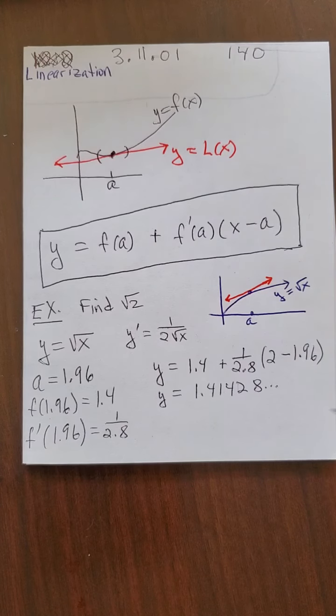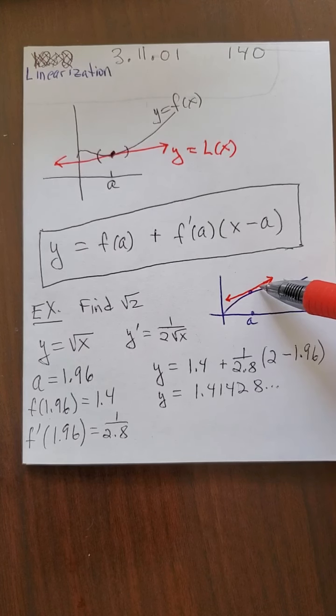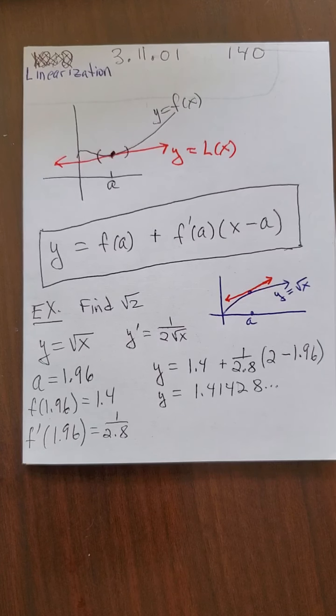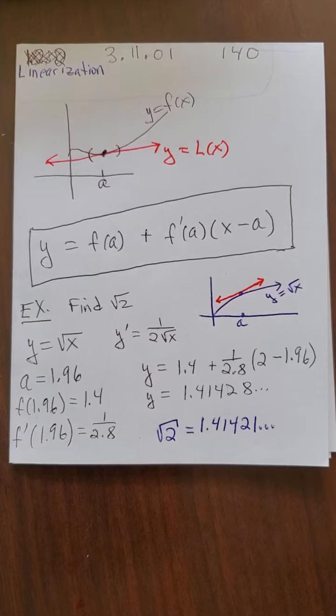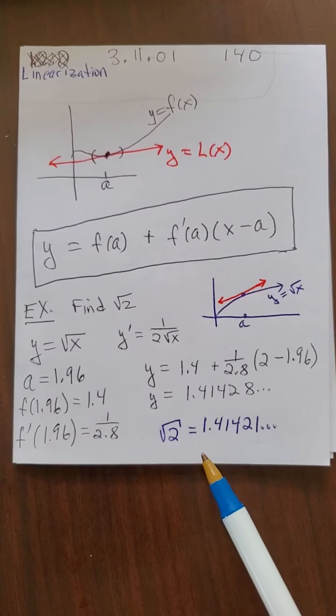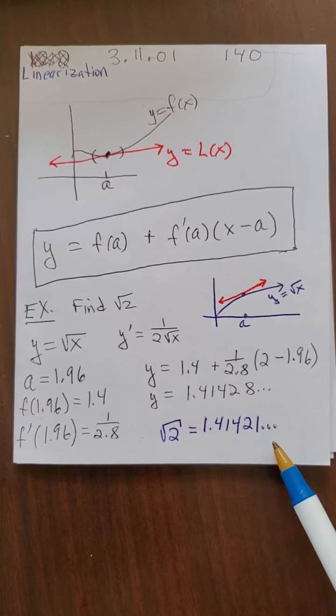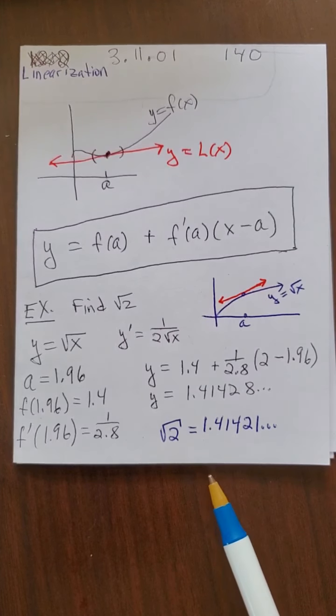Now, I'm not claiming this is exactly the square root of 2. I'm just saying that the point on the straight line when x equals 2 is going to be equal to this, and it's going to be pretty close to the curve when x equals 2. And that's really what I'm trying to do. I'm trying to approximate. So pause your video, go to your calculator, and see what square root of 2 is. If you did that, you found that square root of 2 is 1.41421... Isn't that incredible?